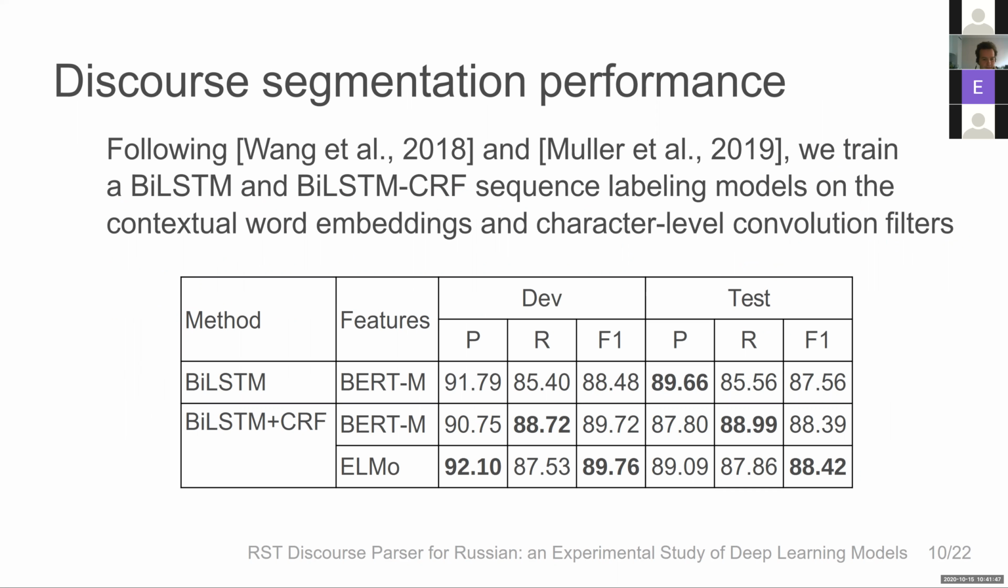Following the works of Wang and Müller, we trained BLSTM and BLSTM-CRF sequence labeling models on the contextual word embeddings and character-level convolution filters. The results show that CRF sequence labeling improves the recall metric, and the language-specific ELMo model, we used the ELMo model from RusVectōrēs for Russian, slightly improves the segmentation in terms of F-measure.